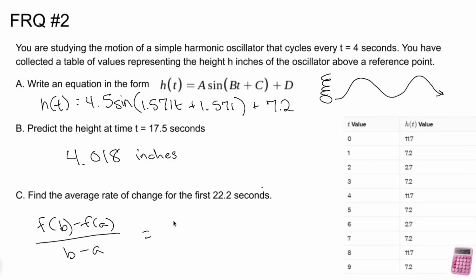All right, so what we did is 2.92 minus 11.7 all over 22.2 minus 0, which ended up being negative 0.395 inches per second. Okay? So that's free response question number two, baby.